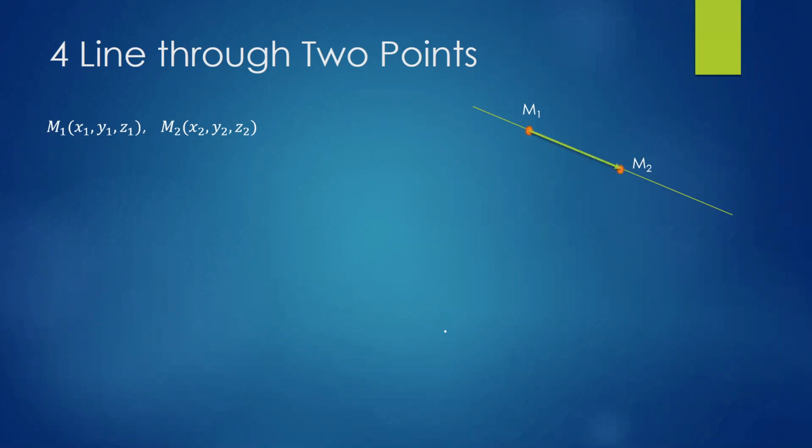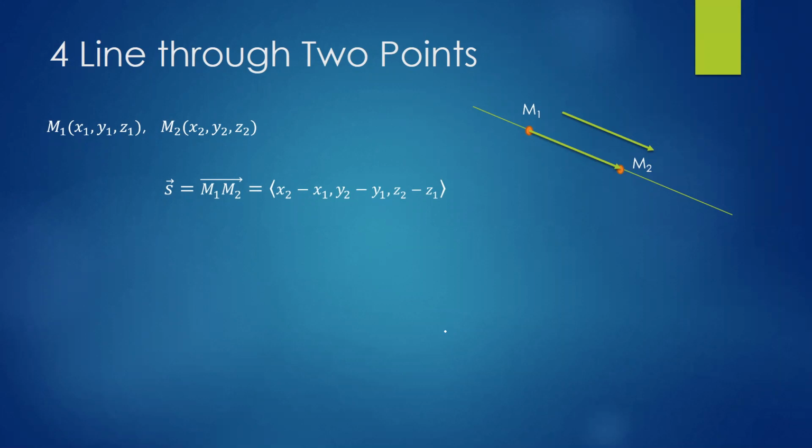The direction vector could be the vector from M1 to M2, or if we like, backwards from M2 to M1. But if we have 2 points on the line, we automatically have the direction vector. We automatically have the direction. All we have to do is write it. So yes, the direction vector is the vector M1M2. So that would be x2 minus x1, y2 minus y1 and z2 minus z1, as shown on screen.